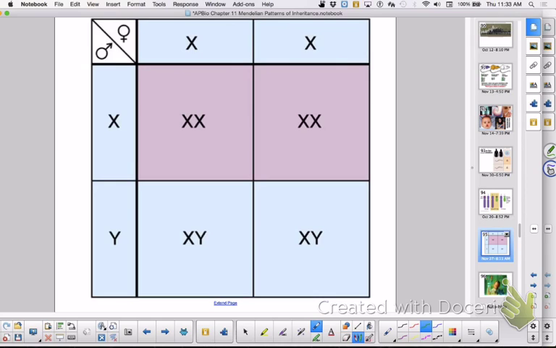Okay, let's have little girls first. So what are our options on our little girls? You would predict that half of the little girls would be what? Colorblind, and half would be what? Carriers. Okay, let's have little boys. What's going to happen? Half the boys would be fine, and the other half would be colorblind. Did we already do where she had colorblindness? Yes.